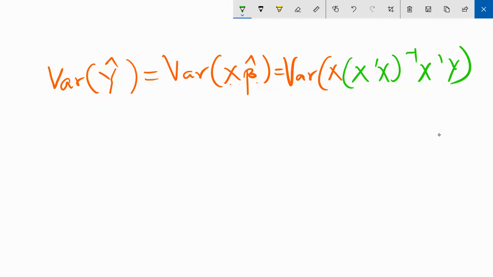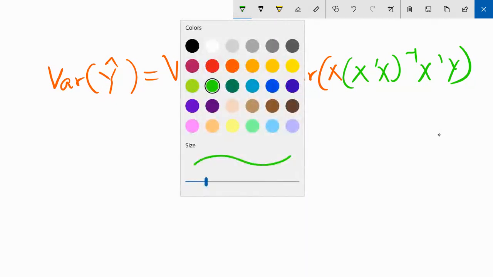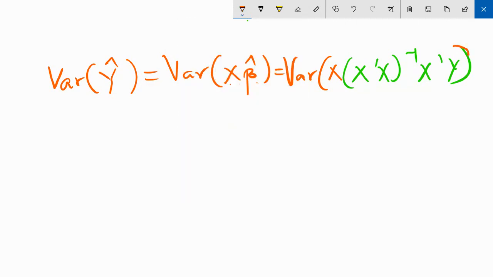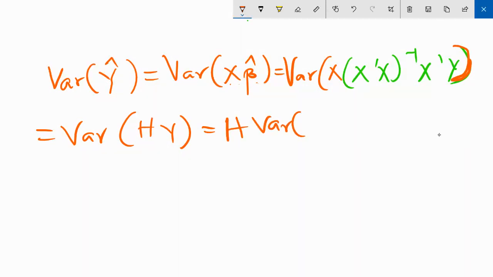Then we take the variance of y. Remember the hat matrix notation. Don't you see H from your statement? Change it. The first part there will be H, H y, isn't it? Now you symbolized it. Then the variance of H y is the same as H, the variance of y.